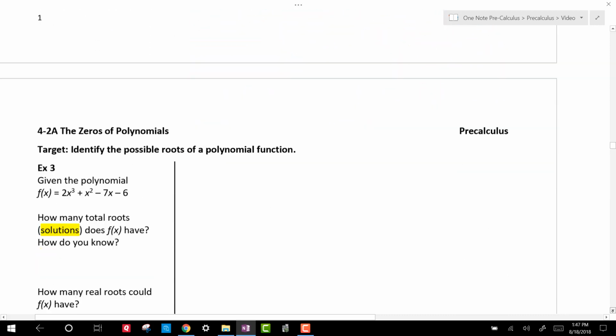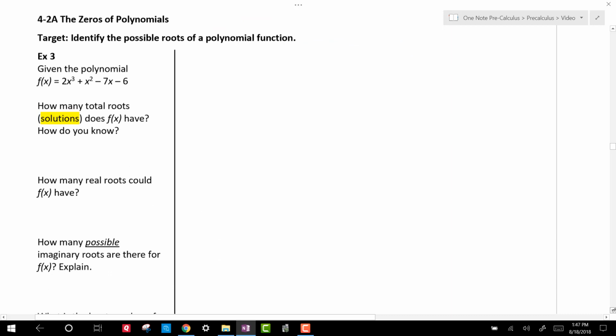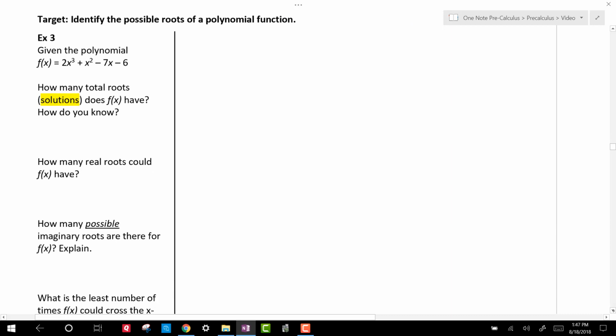Okay? All right. So some things about polynomials here. We're given a polynomial, 2x cubed plus x squared minus 7x minus 6. And this polynomial here is a third degree. So when it says how many total roots or solutions does f of x have, it has 3 solutions. All right, there are 3 solutions. How do I know that?